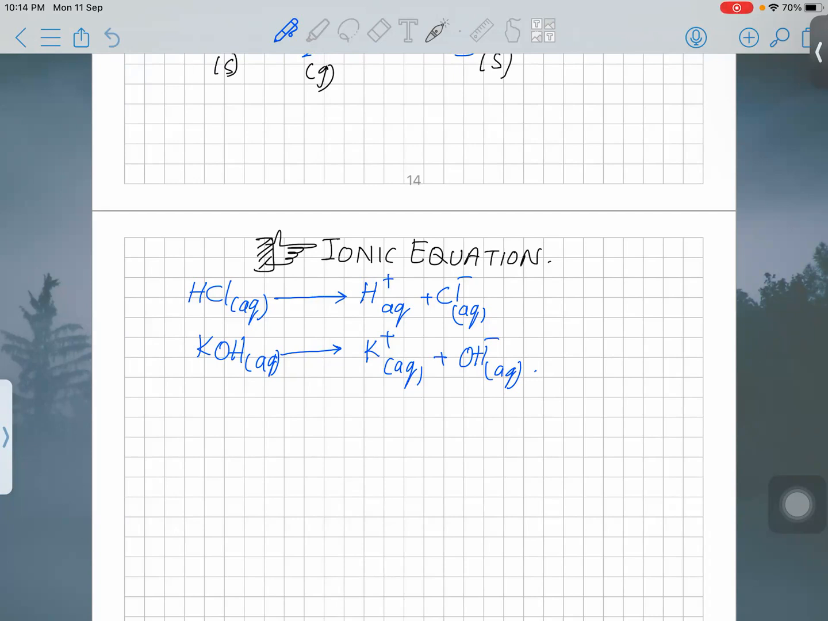So if you want to write HCl plus KOH, HCl means H positive, Cl negative. KOH means K positive, OH negative. So the ionic equation would be written like this.